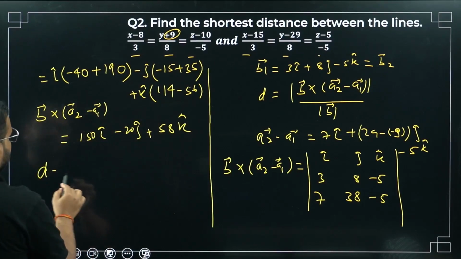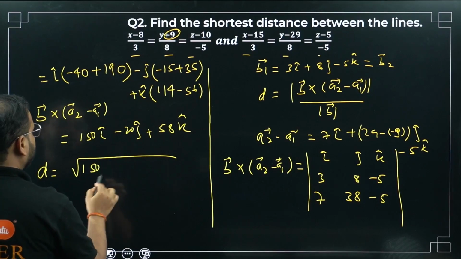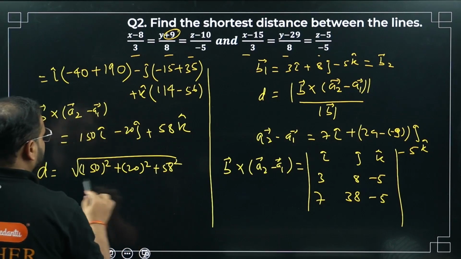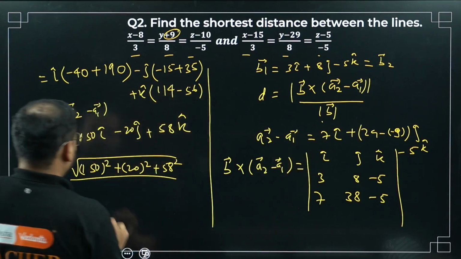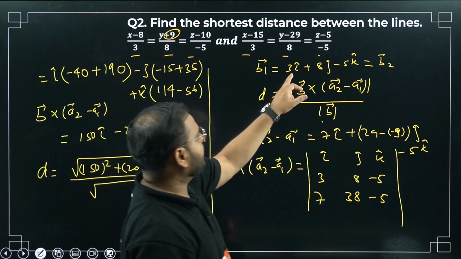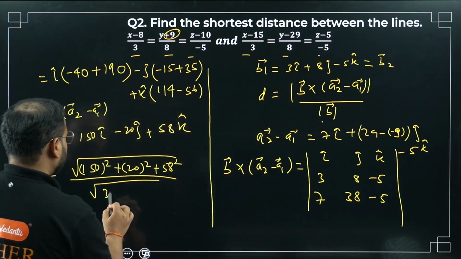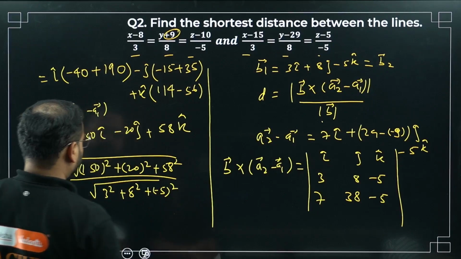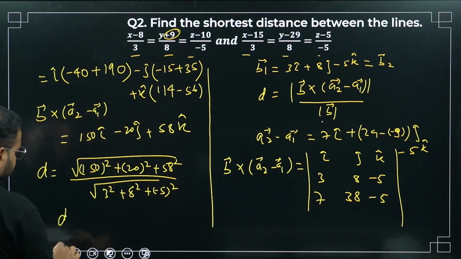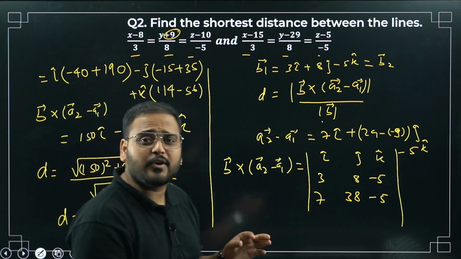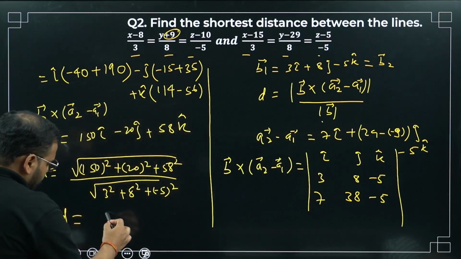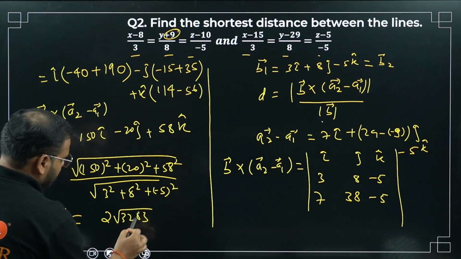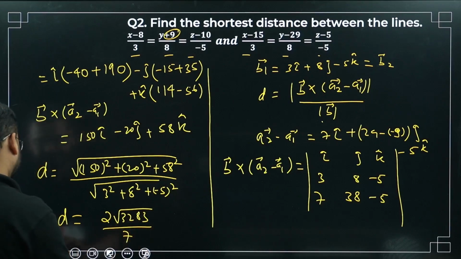Answer for the D would be what? Root of 150 square plus 20 square plus 58 square divided by mod of B. What is mod of B? Please check. Mod of B is what? Over here, 3 square, right? 3 square plus 8 square plus minus 5 square. Okay. Now if you check, the value of D should come. It'll take time to solve it. Please solve it. But I'll tell you the value of D. It should be 2, if I remember right, 3283 upon 7. Please cross check.